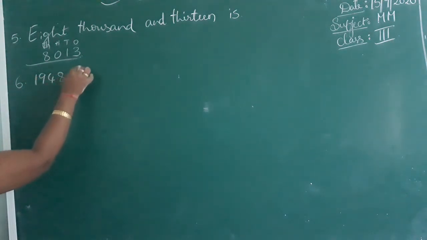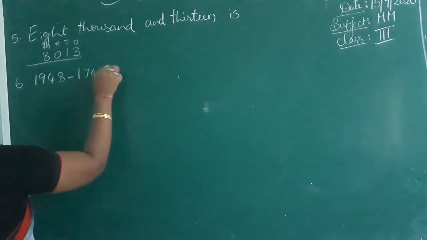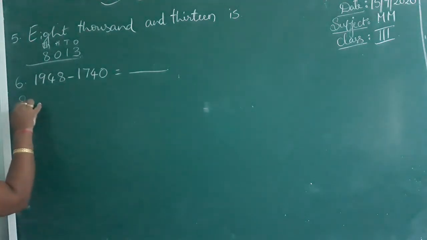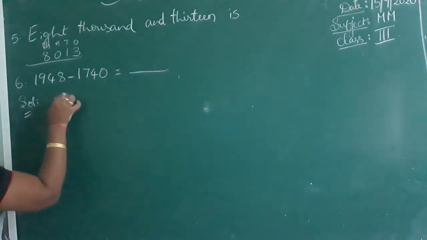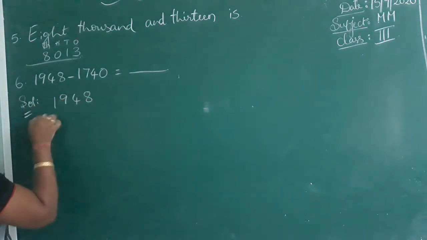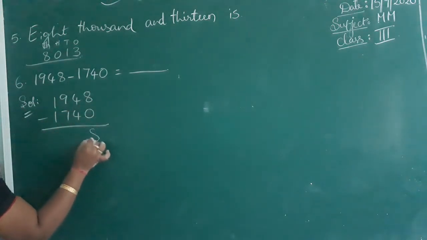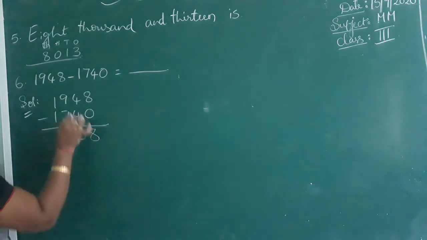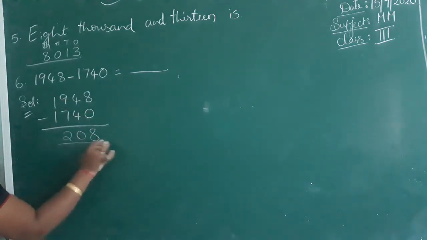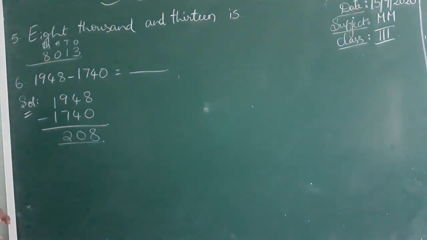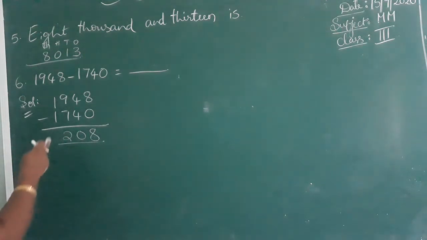1948 minus 1740 equal to how much? See. What is it? 1948 minus 1740. 8 minus 0, 8. 4 minus 4, 0. 9 minus 7, 2. So what is left? 208. What is left? 208. What symbol did they give us? Subtraction symbol.